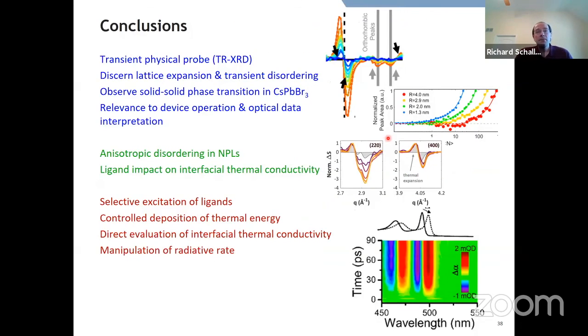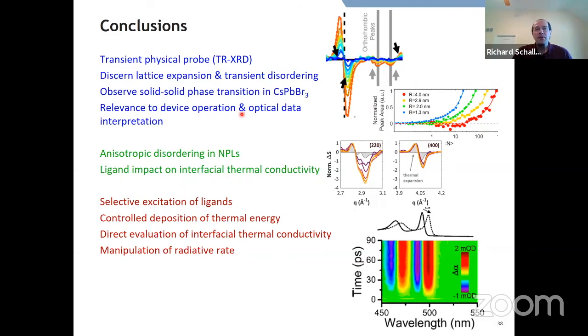Okay, so that's what I wanted to show you guys today. So mostly I was talking about transient physical probes. I didn't cover all of them. We do other things like transient stimulated Raman, but we can see things like lattice expansion and transient disordering, crystal phase transitions, in cesium lead bromide.